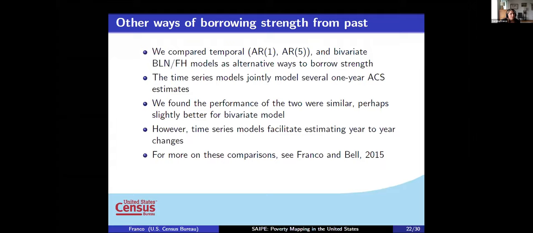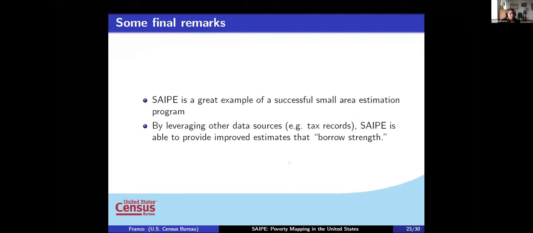So we found that the performance of the two were similar, perhaps slightly better for bivariate models. But one thing to keep in mind for time series models is the difficulty of estimating year-to-year changes. And so you can see our paper for more on this.